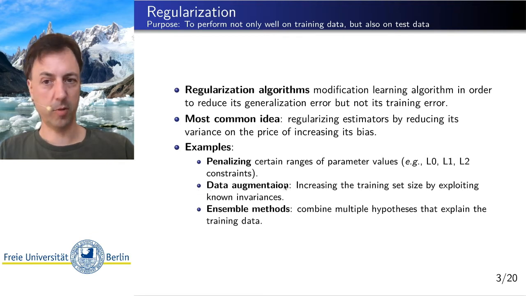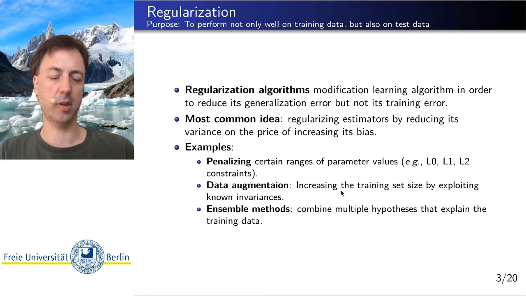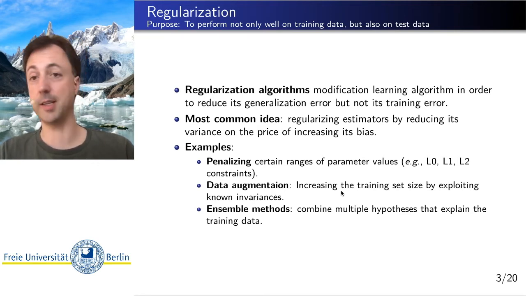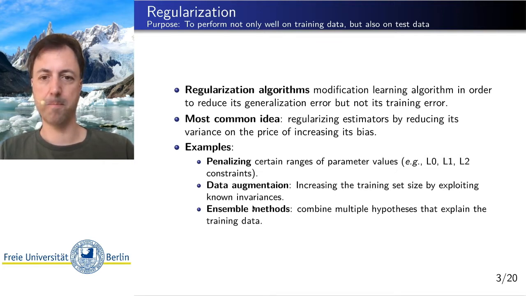Then we have data augmentation methods. So we increase the training set size by exploiting certain invariances that we want to be resistant against, such as rotational invariances or scaling or changes in lighting in images, for example. And then finally, we will speak about ensemble methods, where we combine multiple learning algorithms, multiple hypotheses that explain the training data in some way.